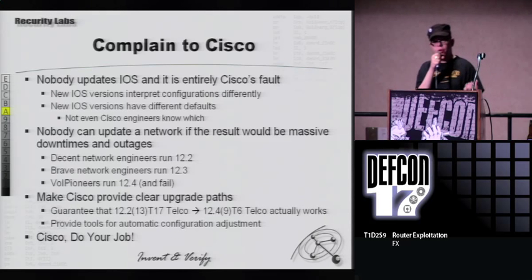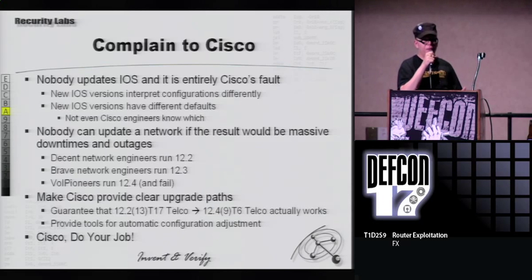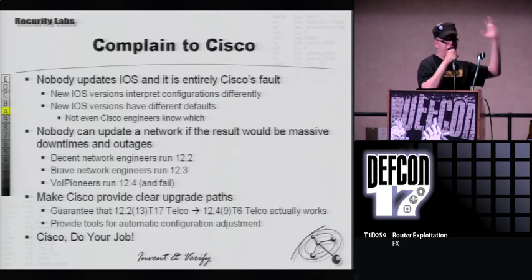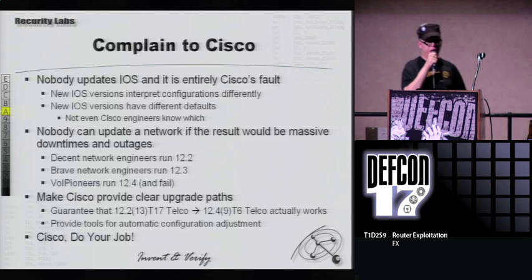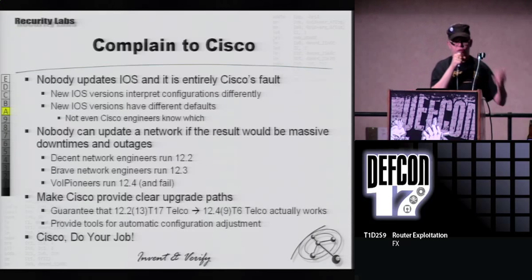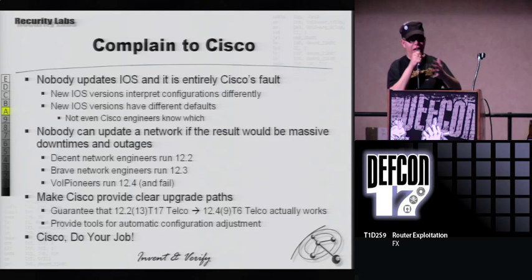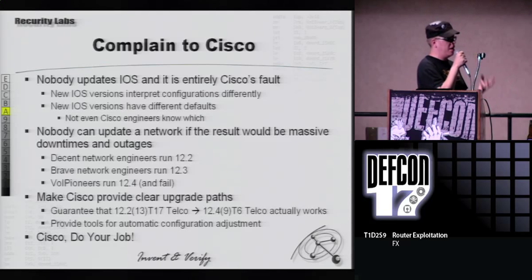The real problem is nobody updates iOS because then stuff breaks, like porn stops. You know, the cool people run 12.2 because that's the only thing they know is stable. The braver people run 12.3 and the VoIP people run 12.4, and fail miserably with getting it to work. Cisco should actually go ahead and find out how you can transition from one image to the other without breaking porn. Thank you, please do.